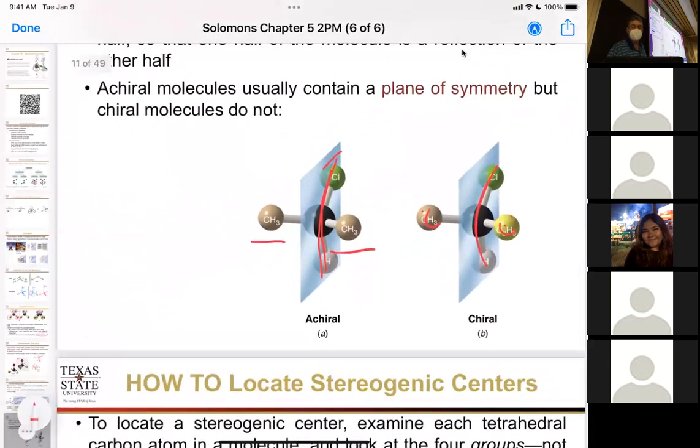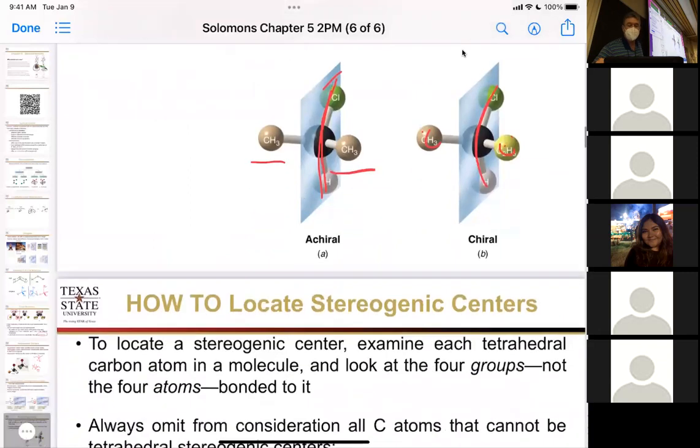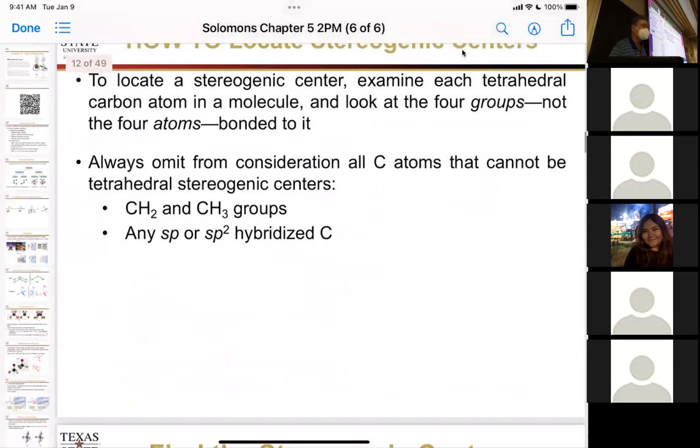All right. How confident are you on your naming things? I mean, finding stereo centers. Okay. All right. Let me give you a couple more rules to help you identify stereo centers.